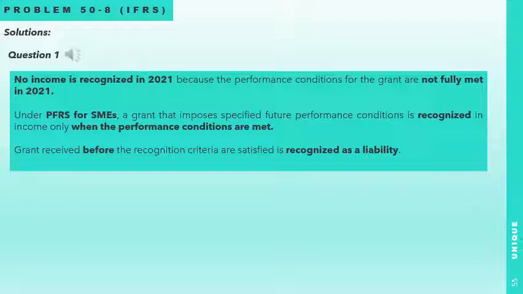But still, no net income is recognized in the year 2021 because the performance conditions for the grant are not fully met in 2021. Why? Because the commercial production of the plant started only in April 2022. PFRS for SMEs requires recognizing income only when the entity has met all of the conditions. Therefore, net income will come in the next year. So the answer is letter D, 0. Additionally, the grant received is recognized as a liability before the recognition criteria are satisfied. That is all. The next question will be discussed by Mr. Peregrin.